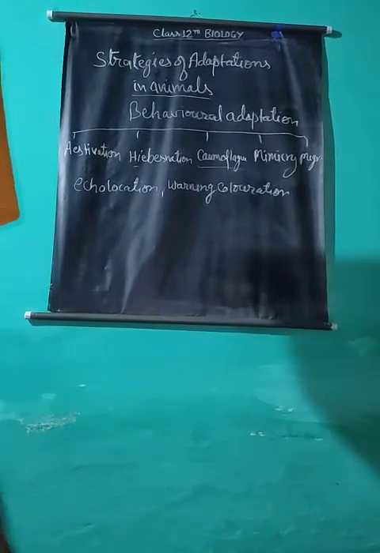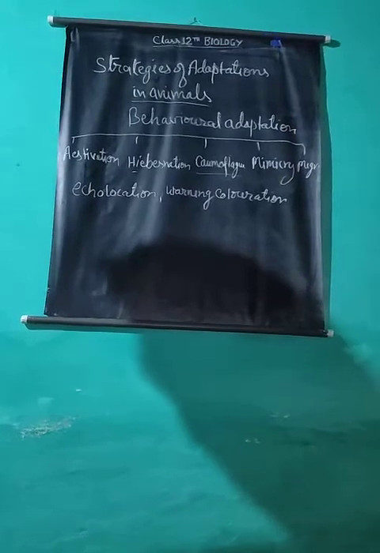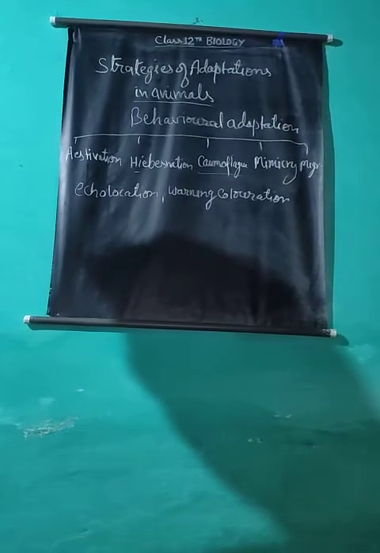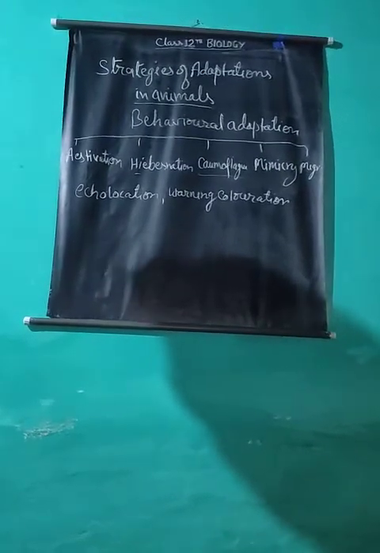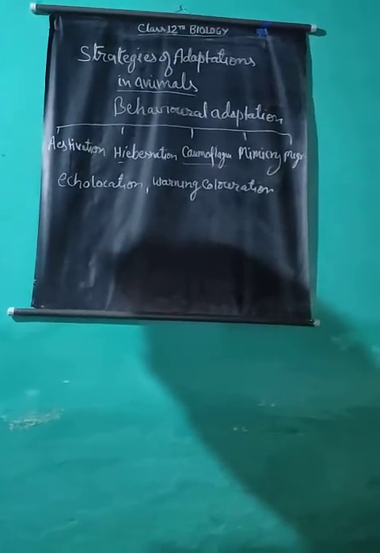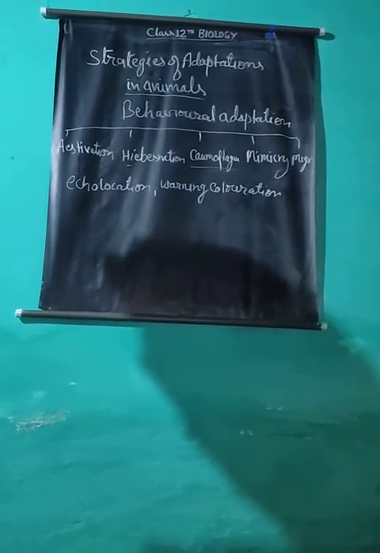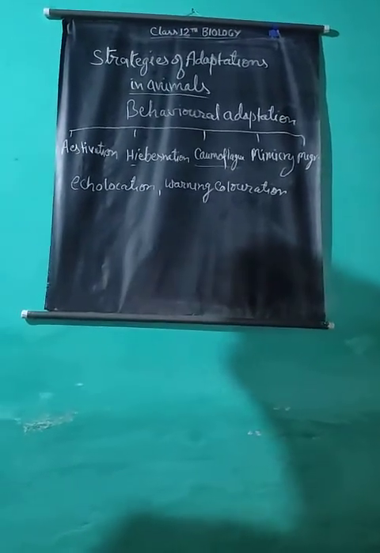Migration. It is the two-way movement of individuals of a population or of the whole population from and to an area for food and favorable shelter, climate, etc. Migration may be of three kinds: daily, periodic, and seasonal. Daily migration is the daily movement of animals such as birds from their shelter area to another place in search of food.